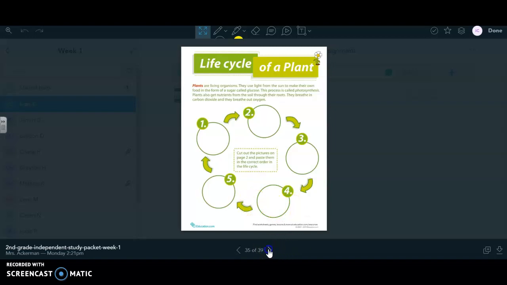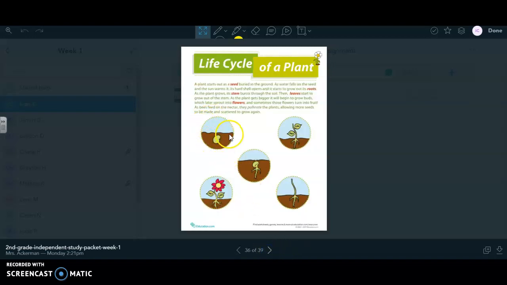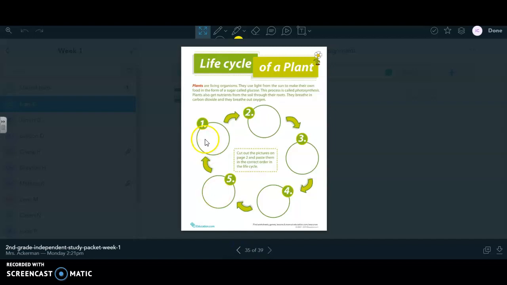Now this is on 2 pages, boys and girls. So what I'll probably just have you do is I'll just have you write number 1, 2, 3, 4 on whichever ones you think is the first life cycle. Or if you would like, you can draw the picture right here too. That is up to you.